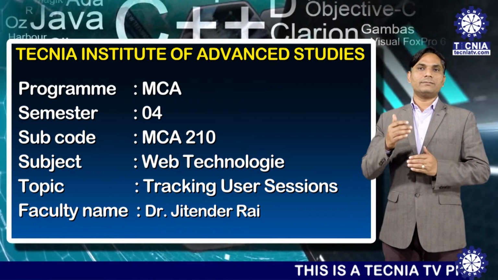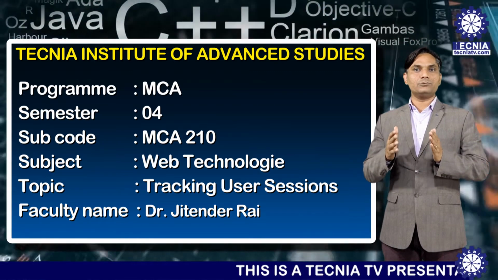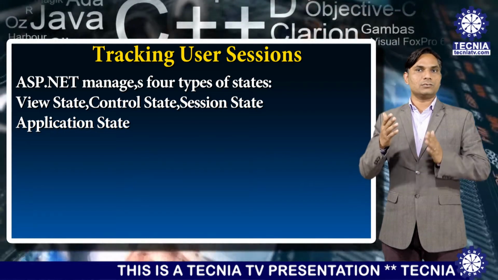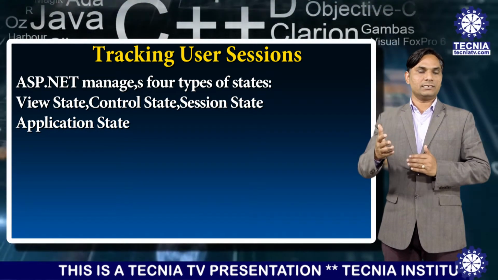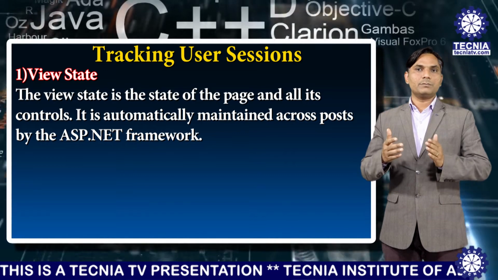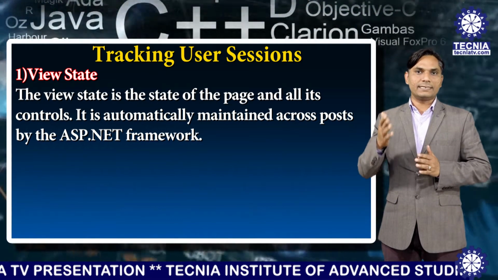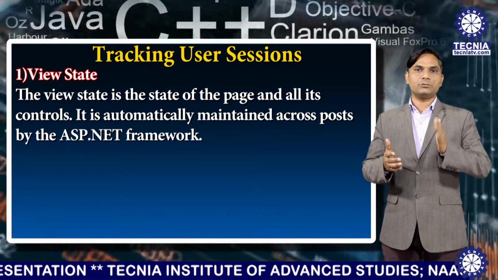Today I am going to deliver a lecture on the topic of tracking user sessions. ASP.NET manages 4 types of states: view state, control state, session state and application state. Number 1 is view state. The view state is the state of the page and all its controls. It is automatically maintained across posts by the ASP.NET framework.